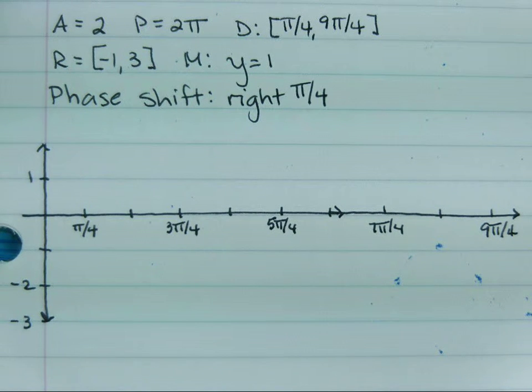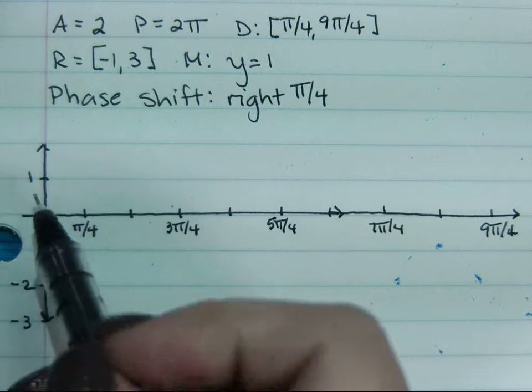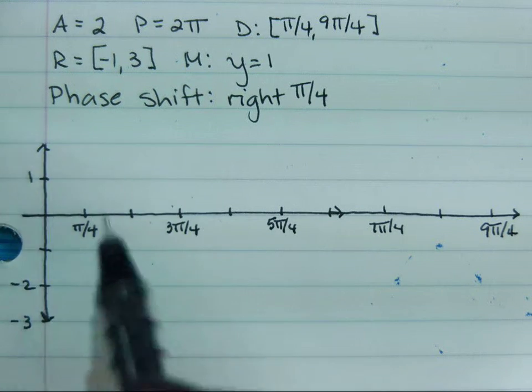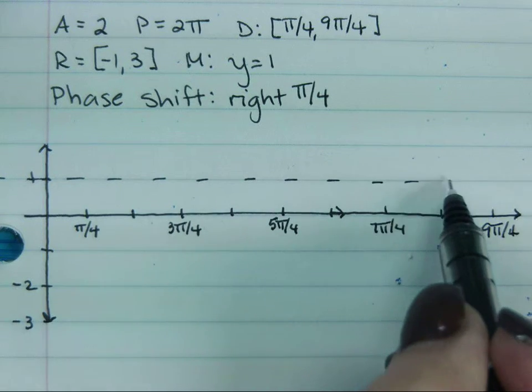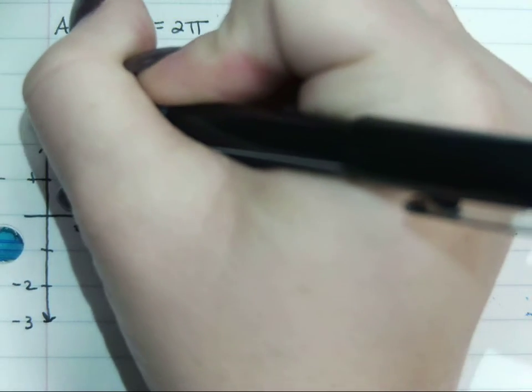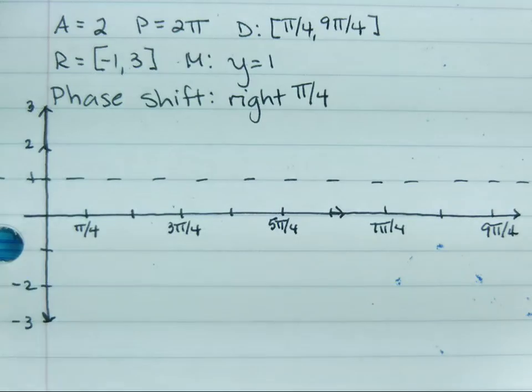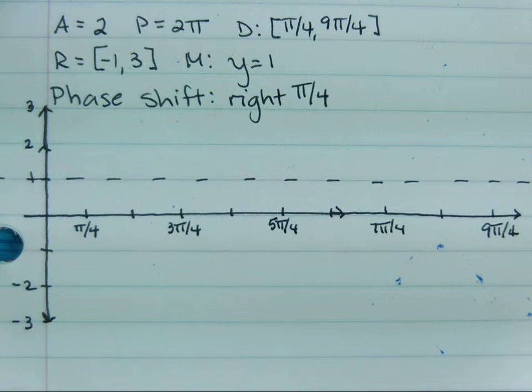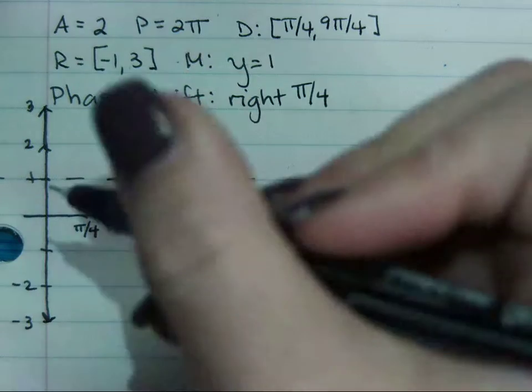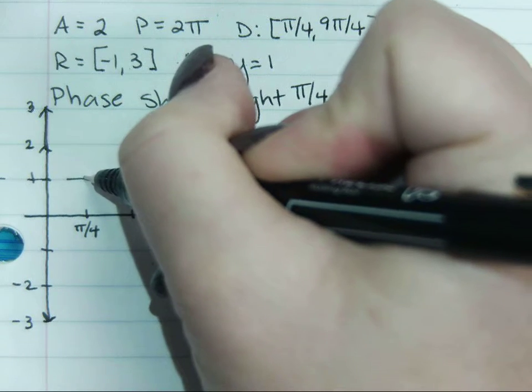And now I can start my coordinates. All right. So, oops, I went down to 3, not up 3. Oops. I put my y-axis in the wrong spot. All right, so let's see. There's my midline. So I'm going to start here.